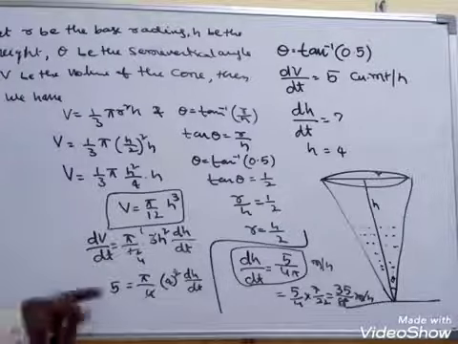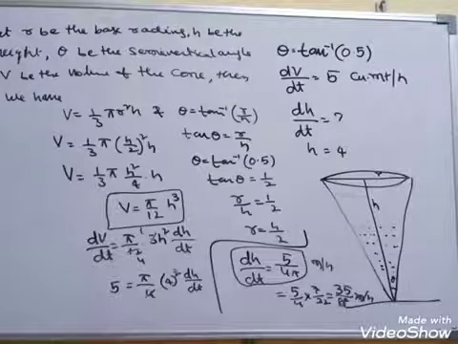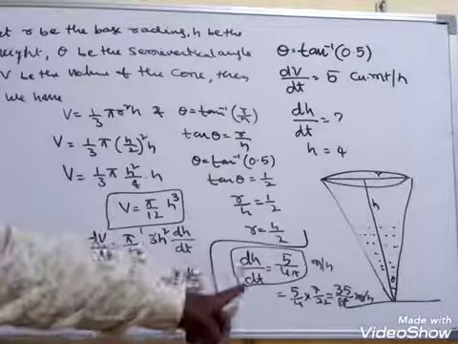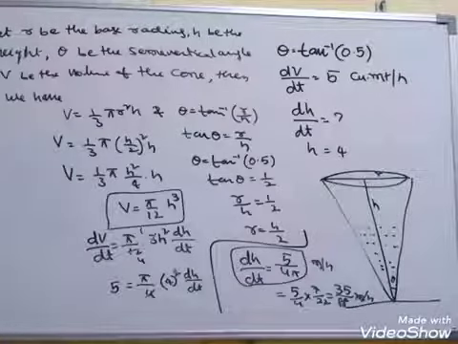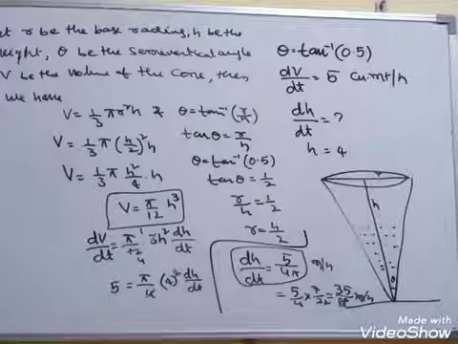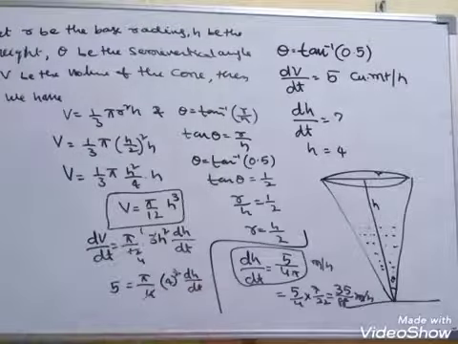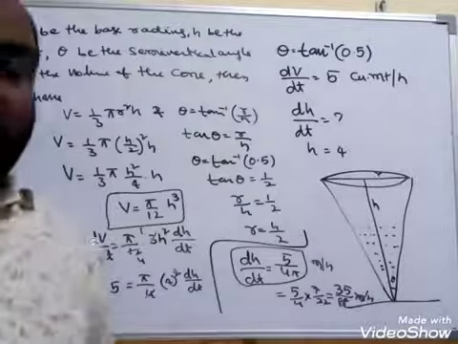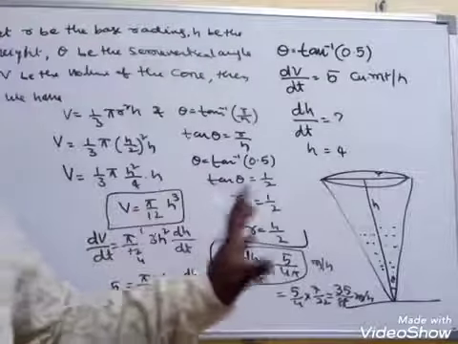But what is given? dV by dt is given as 5 and H is given as 4. If you substitute, you are going to get dH by dt is equal to 5 by 4 pi meter per hour. If this answer is not available, finally you can conclude pi is nothing but 22 by 7, 1 by pi means 7 by 22. Multiplying with 7 by 22, you are going to get 35 by 88 meters per hour. This is one basic and beautiful problem.